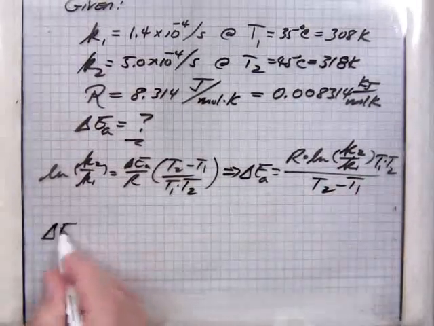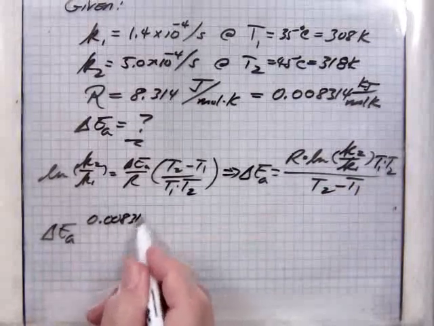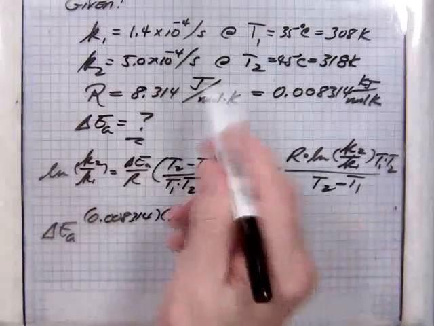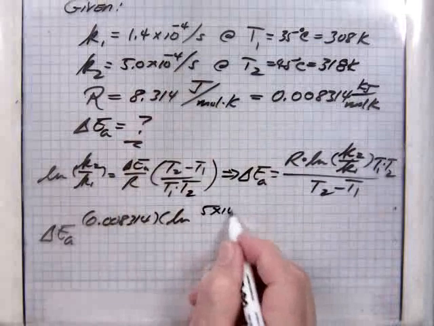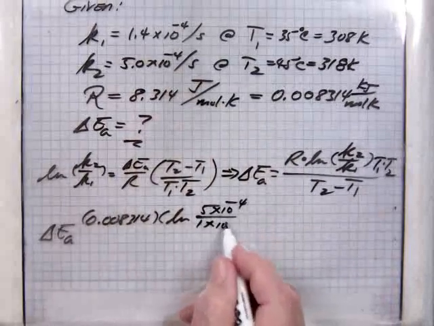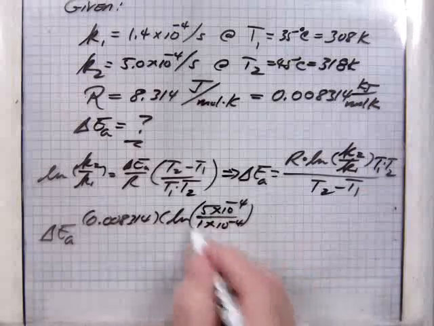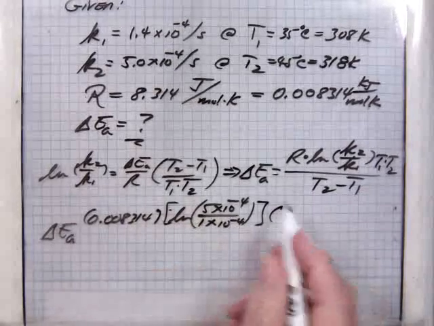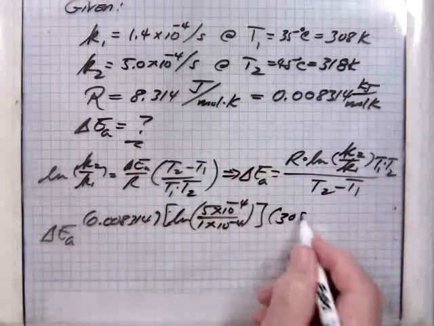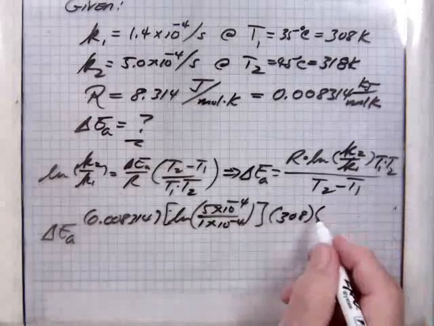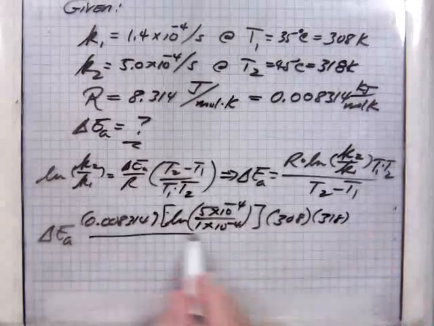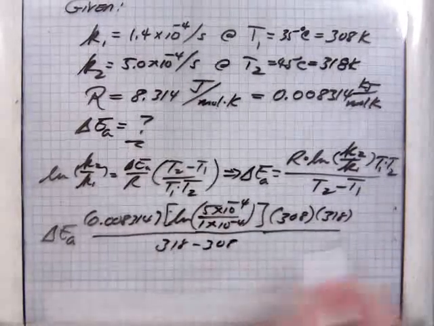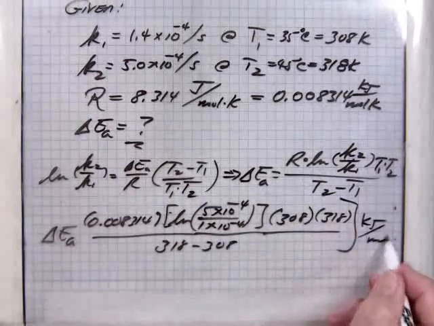So we substitute 0.008314. It's all going to come out in kilojoules anyway. And this is ln of K2 over K1, so K2 is 5 times 10 to the minus 4 over 1.4 times 10 to the minus 4. Put that in here like that. And then T1, T2, so that's 308 Kelvin times 318 Kelvin, divided by the difference in those two, 318 minus 308. And everything comes out in kilojoules per mole. It'll always come out in that.